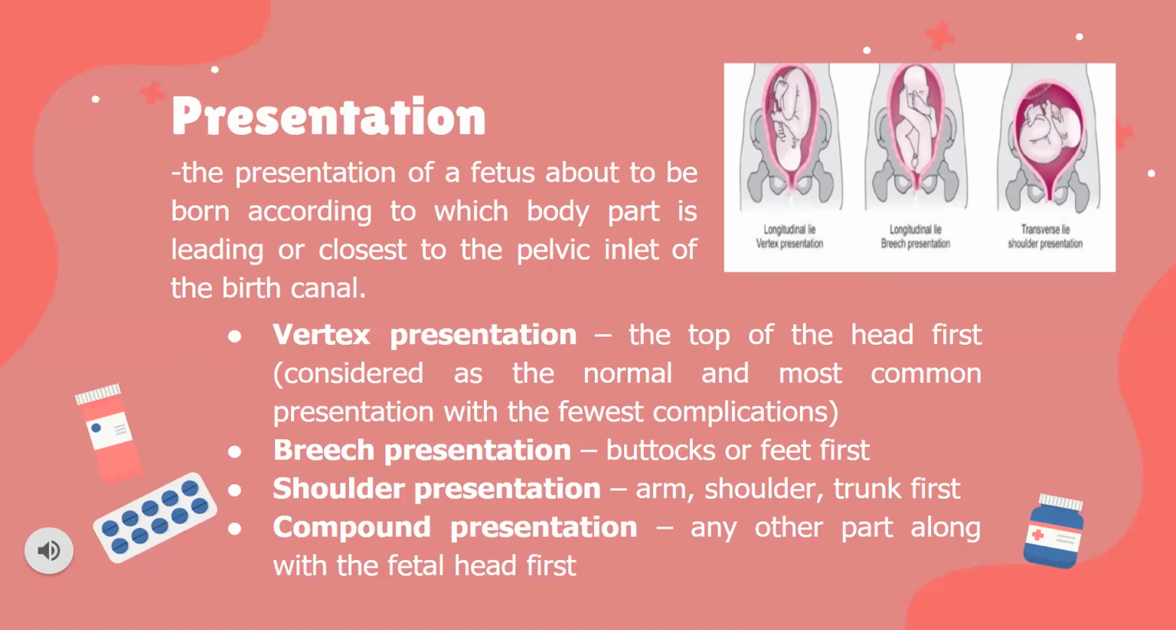And then we have breech presentation, wherein the buttocks or feet go first. And then we have shoulder presentation, wherein the arm, shoulder, and trunk go first. We also have compound presentation, wherein any other part together with the fetal head goes first.